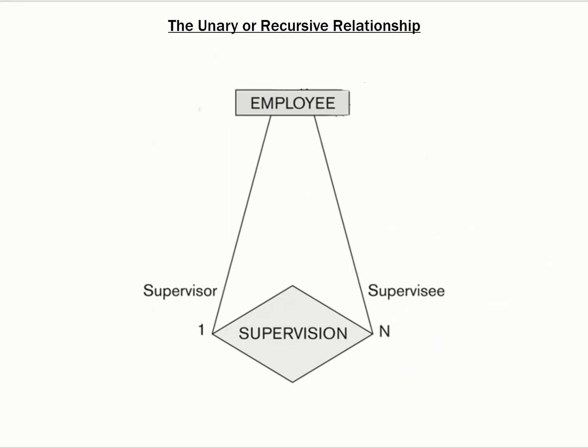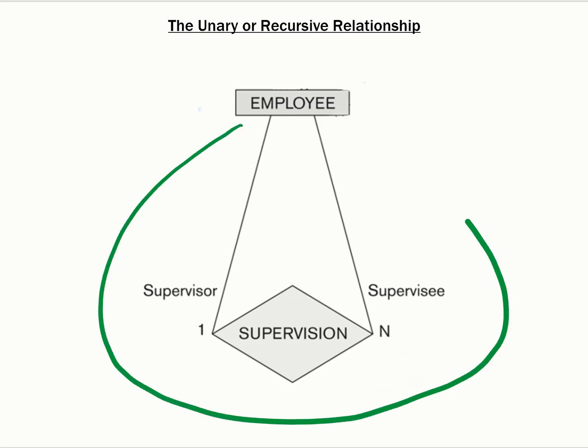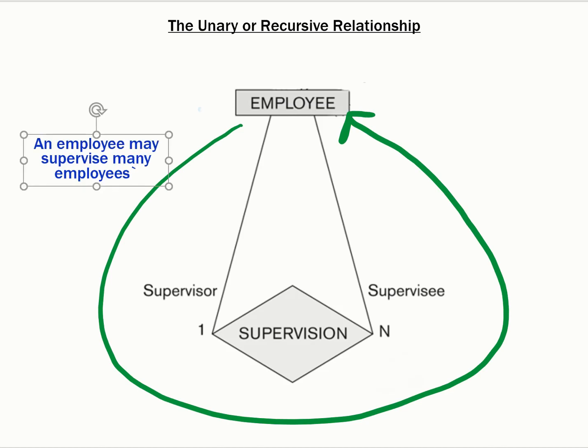The unary or recursive relationship is read exactly the same way as every other one. And again, you can read them in two directions. So we will read this one in this direction. Notice that employee is both the subject and the object of the relationship sentence. We would read this as, an employee may supervise many employees. Notice again that the same rules apply. We have partial participation right here. And then we have the many, which is the cardinality closest to the object of the sentence.